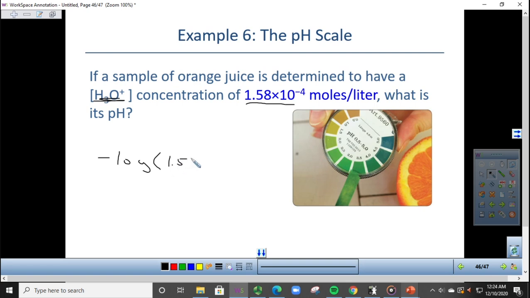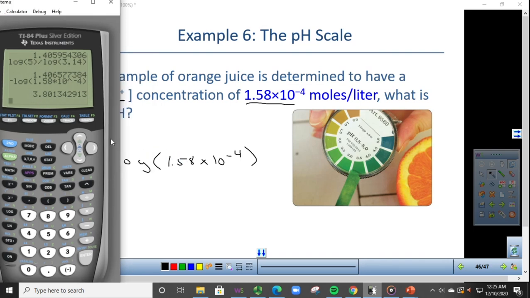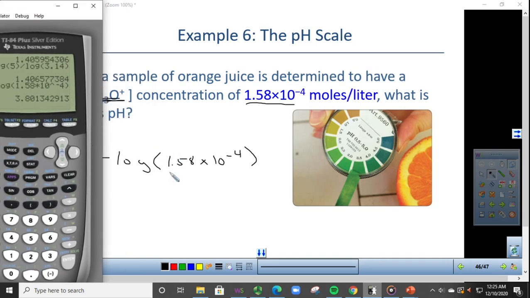So we're just going to plug that right into our calculator: negative log of 1.58 times 10 raised to the negative 4. And we will get a pH of 3.80134, right? Which, based off that scale, we probably just want to round to 1 decimal, so 3.8. So that's the pH of this orange juice.